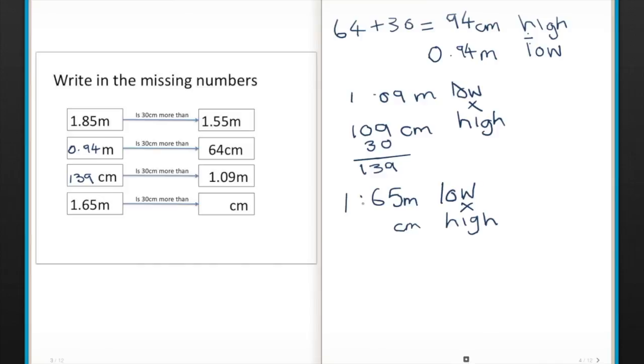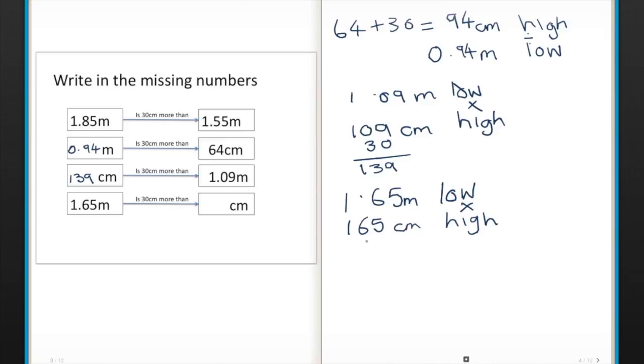Right, so we started with 1.65. If I move the decimal point this way, I'd end up with 0 point something that's less than 1. I'm trying to make it higher, not lower. So if I move it this way, then it'll start getting higher. And because we're timesing by 100, one move for each 0. So 1, 2 would give me 165.